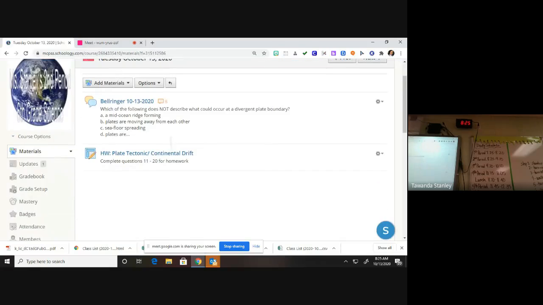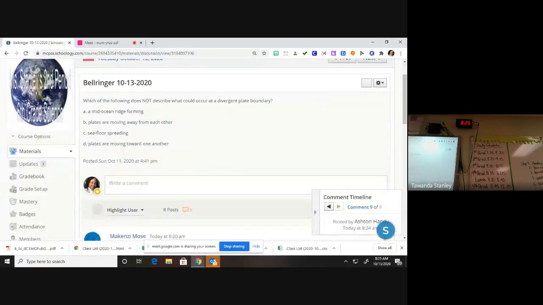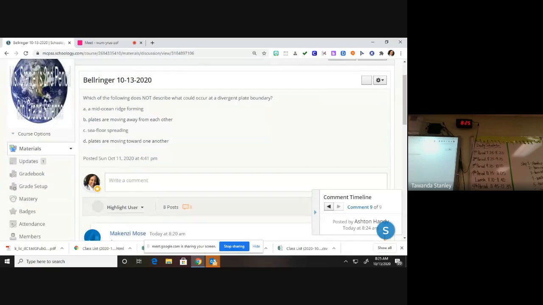All right, so we have 8 responses, and today's bell ringer says, which of the following does not describe what could occur at a divergent plate boundary? Our answers include A, a mid-ocean ridge, B, plates moving away from each other, C, seafloor spreading, D, plates are moving towards one another. Again, the question says, which of the following does not describe what could occur during a divergent plate? So we're looking for things that would not occur, right?